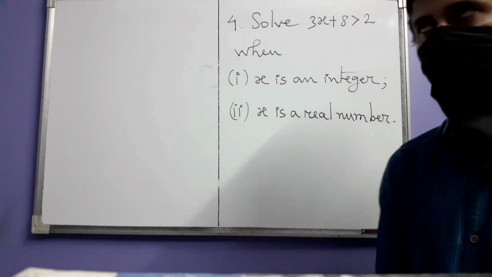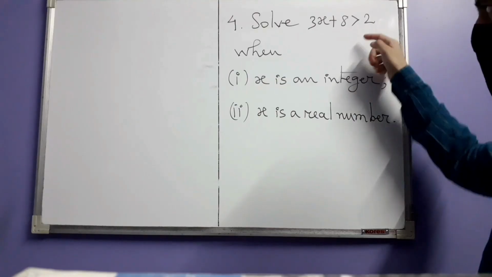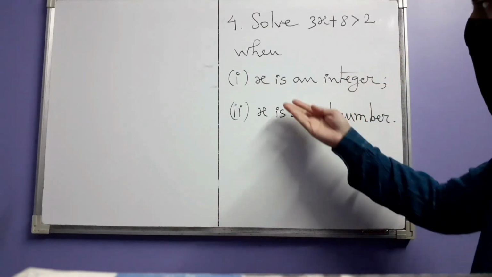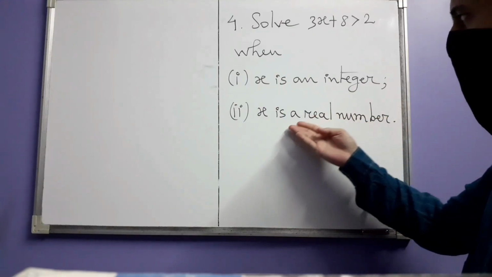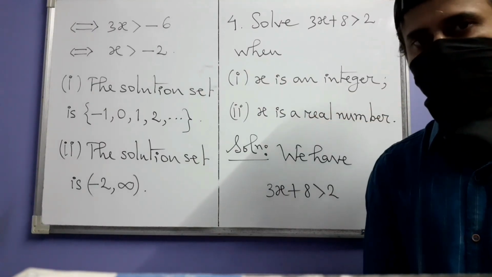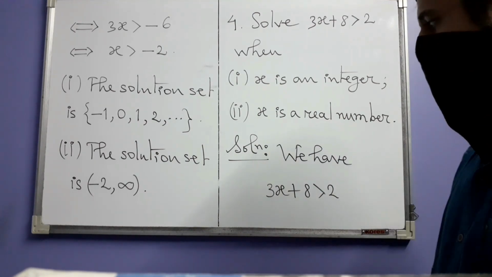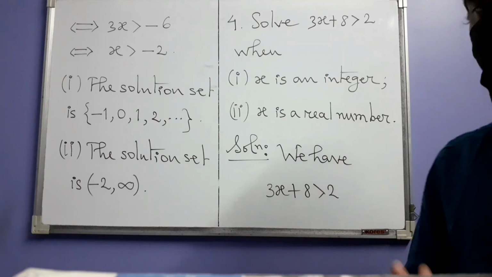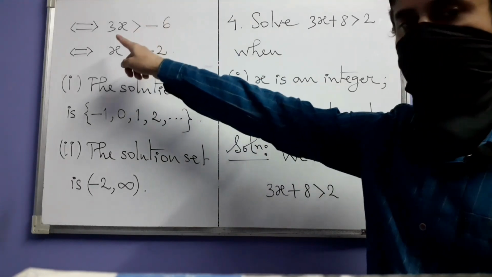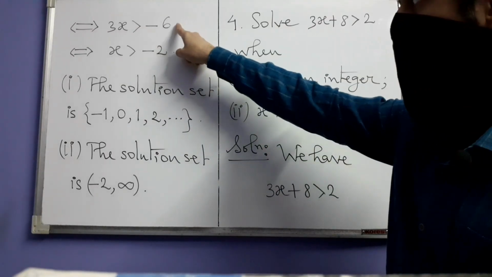Next we have number 4, where the inequality is 3x plus 8 greater than 2, and the conditions are as before, like the previous one. In the first one x needs to be an integer, and in the second one x is just a real number. So the inequality this time is 3x plus 8 greater than 2. So in the next step you subtract 8 from both sides, which makes the left hand side 3x and the right hand side 2 minus 8, which is minus 6.